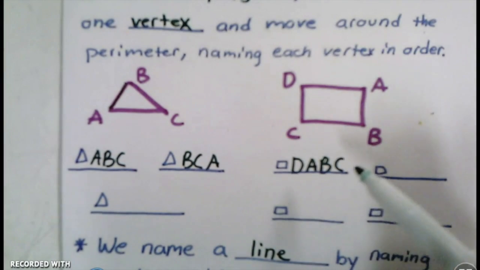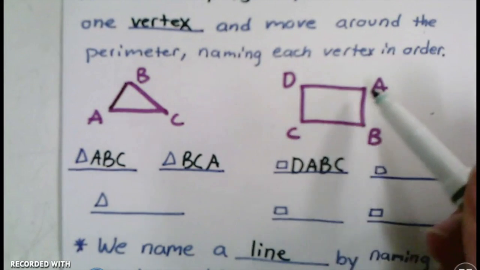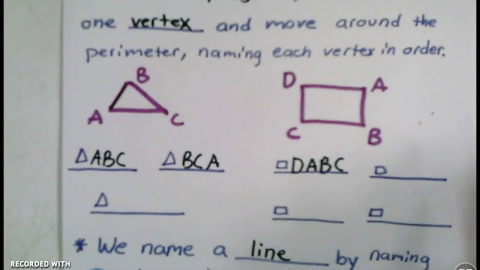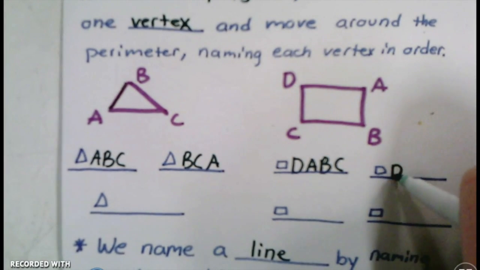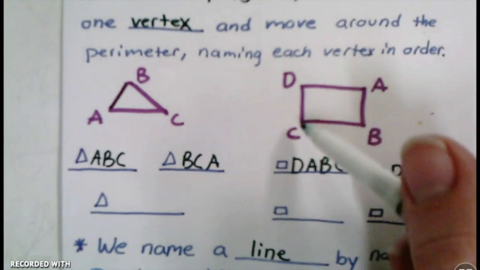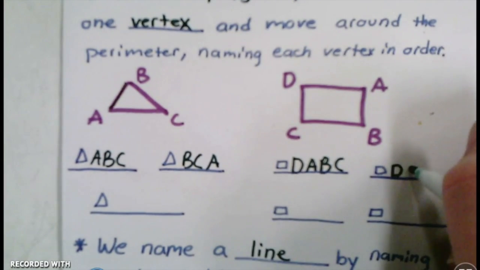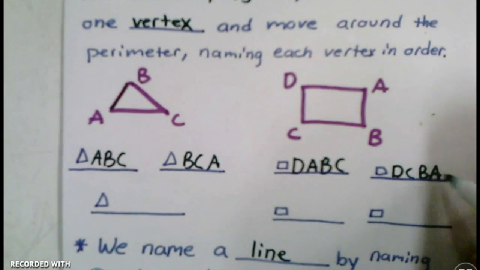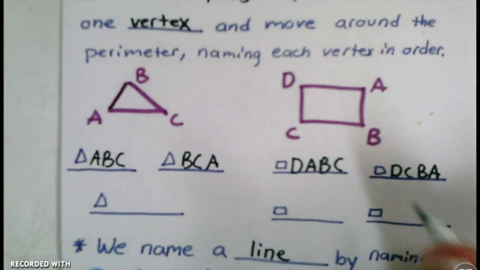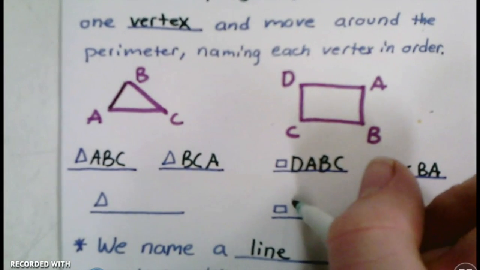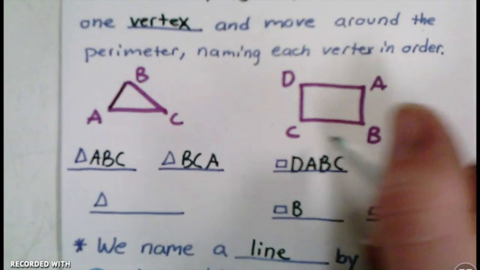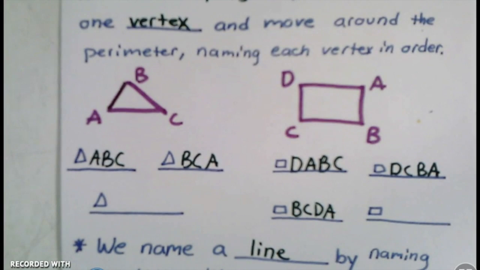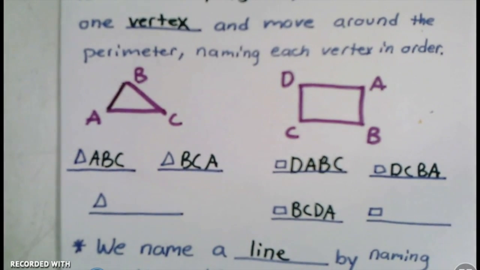I cannot say rectangle D, B, C, A because I jumped across right here and I have to go around the perimeter. But I could go in the opposite order. I could start with the same point, and instead of going to A, I could go to C. So I could say D, C. What would come next? B, A. And I don't have to start with D. I could start with any letter I want. So what if I started with angle B? I could go B, C, D, A. Go ahead and come up with another one that we have not done together right now.